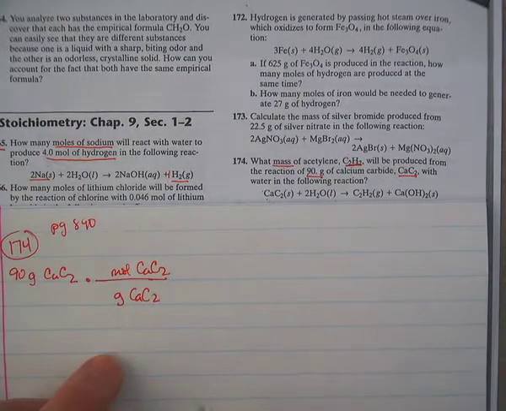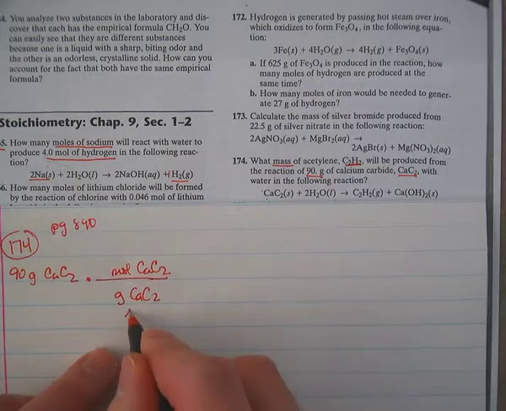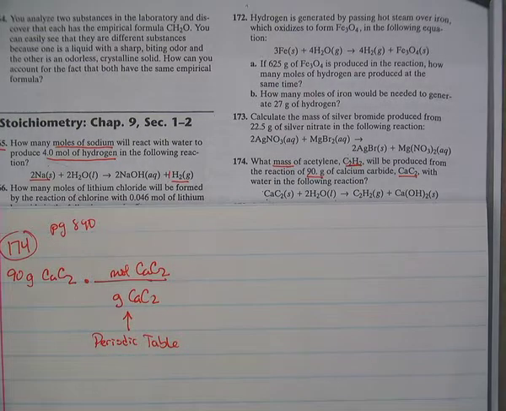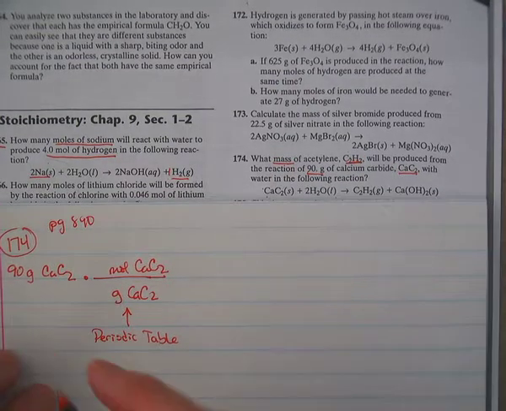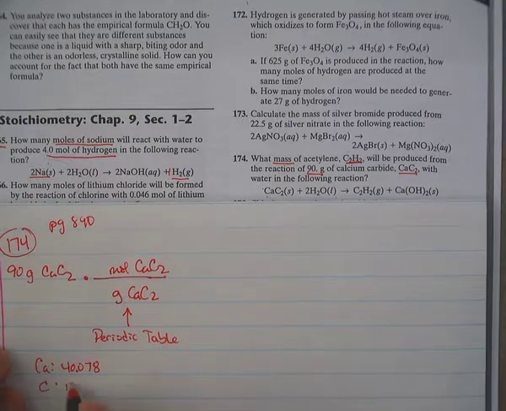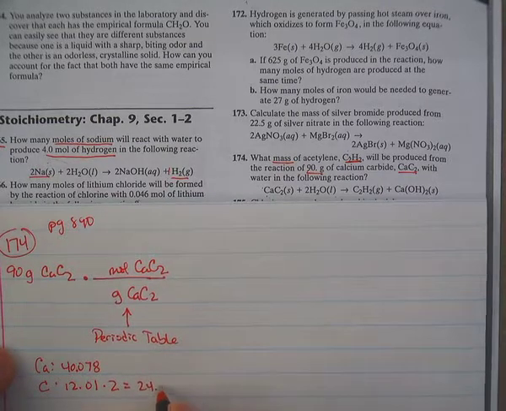Now, where do I go to find a conversion factor for this step? That's my periodic table. Whenever I go from grams to moles, I want to look in the periodic table for that. So I've looked up calcium's mass, and it turns out calcium's mass is 40.078. And I've looked up carbon's mass. Turns out that's 12.01. And there's two carbons in that, so I have to multiply that by 2.